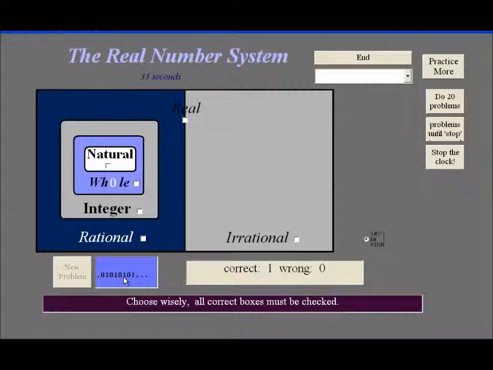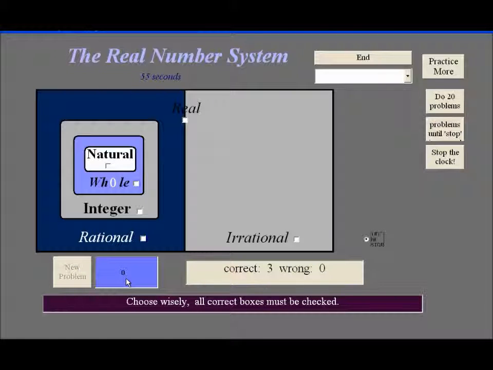New problem. 01, 01, 01, 01, going on forever. Now that is a repeating pattern, so that's rational. New problem. Radical 9 is worth a 3 if we simplified it. So 3 is a natural number.